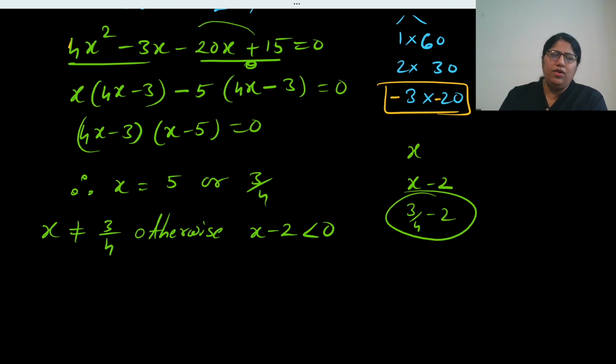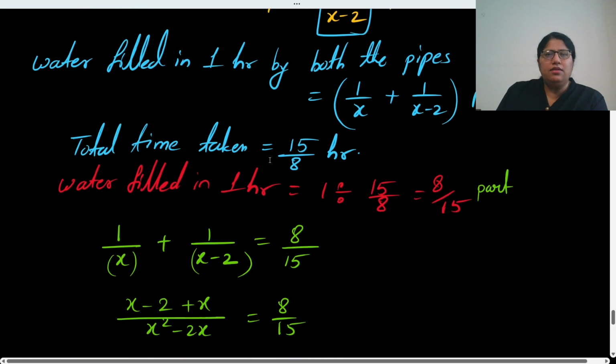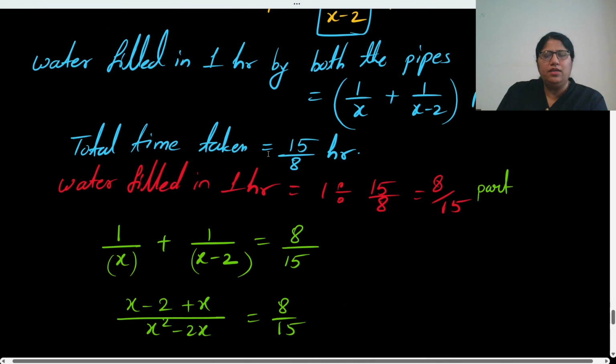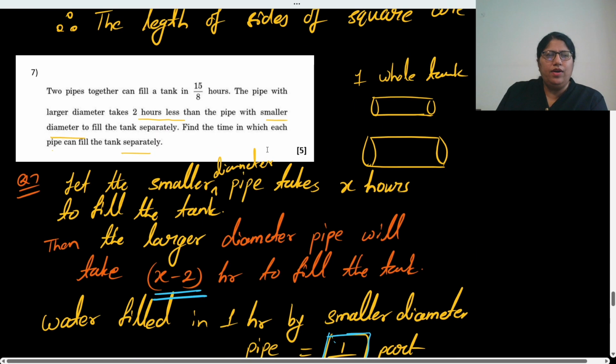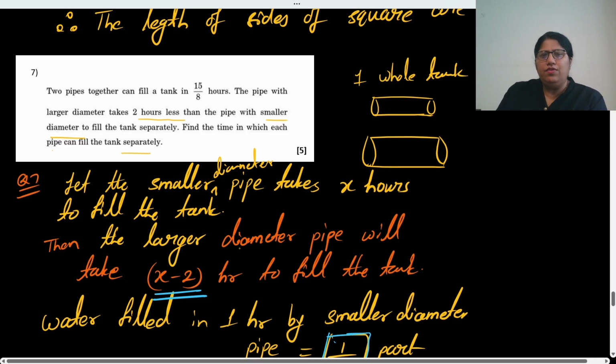Therefore, what value are you going to consider here? Therefore x equals 5. And what have we taken here? The smaller pipe takes x hours and the larger pipe takes x minus 2 hours. And what do we need to find out here? How much time each tap or pipe takes to fill the whole tank.